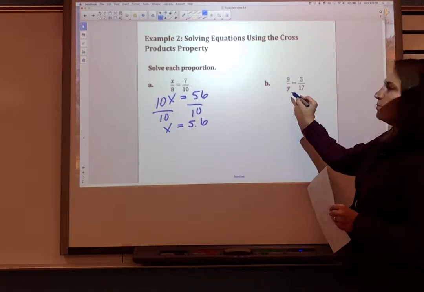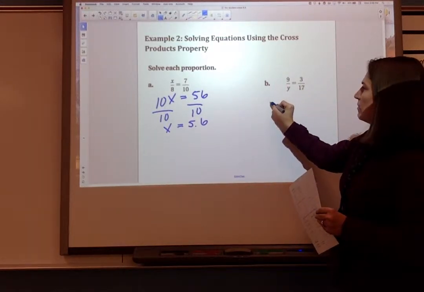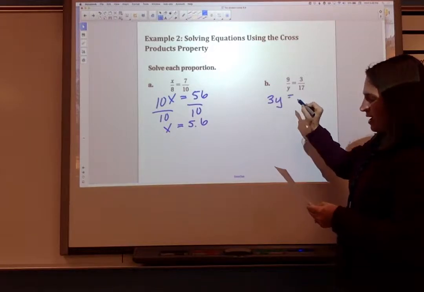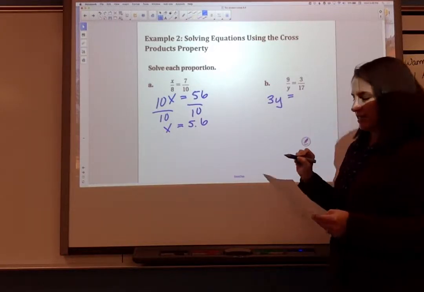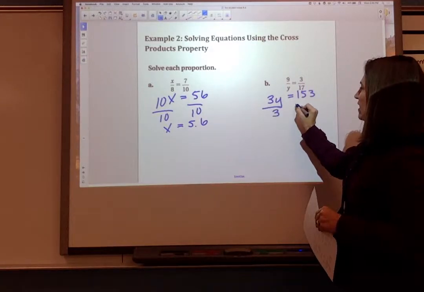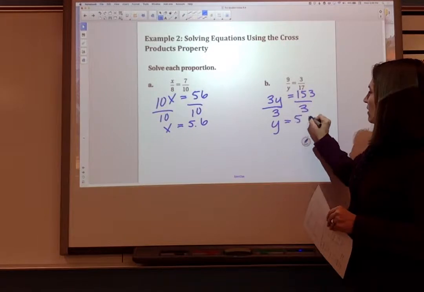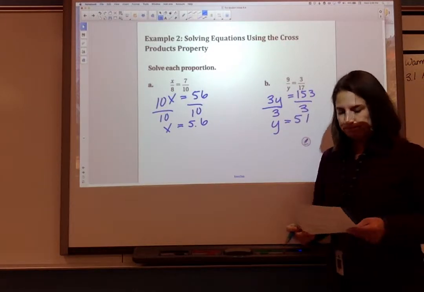Here's another example that we'll try. We're going to set up our cross products first. 3 times y is 3y, and that equals 9 times 17, which is 153. We'll divide both sides of our equation by 3, and we get y equals 51.